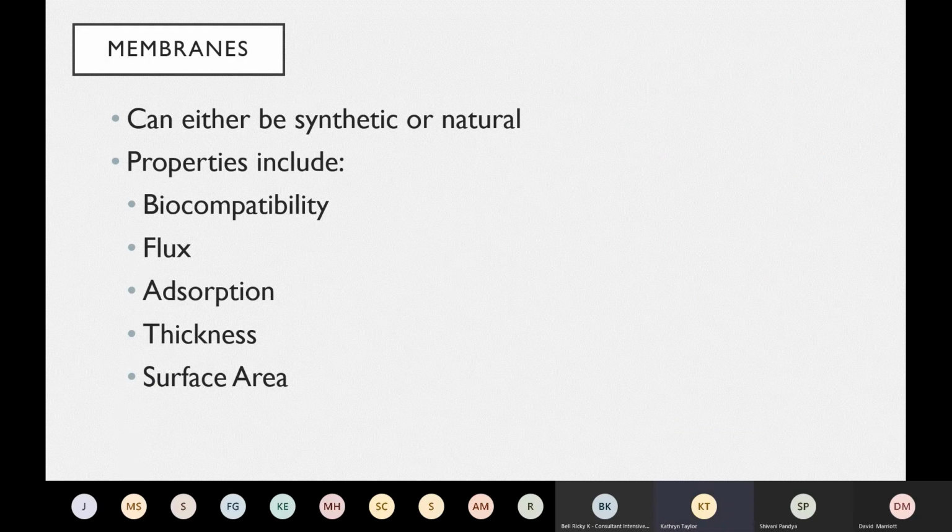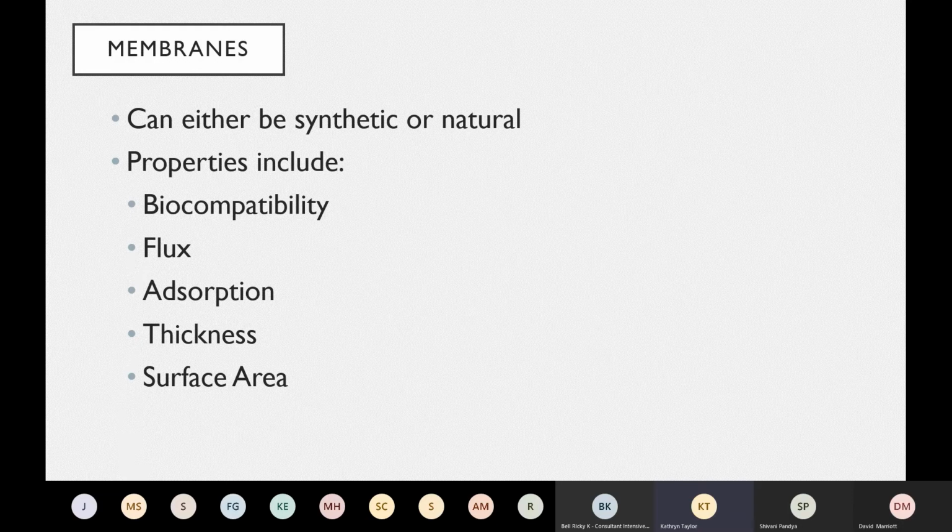So a little bit about the membranes. They can either be synthetic or natural, and they tend to all have the following properties. Biocompatibility: the synthetic materials tend to be polysulfone and polyacrylonitrile, and the natural ones tend to be made of cellulose. The natural ones actually involve more cytokine action and release than the synthetic ones. So the natural ones are less biocompatible, which in my head is the opposite way around, but I don't know if that's just me.